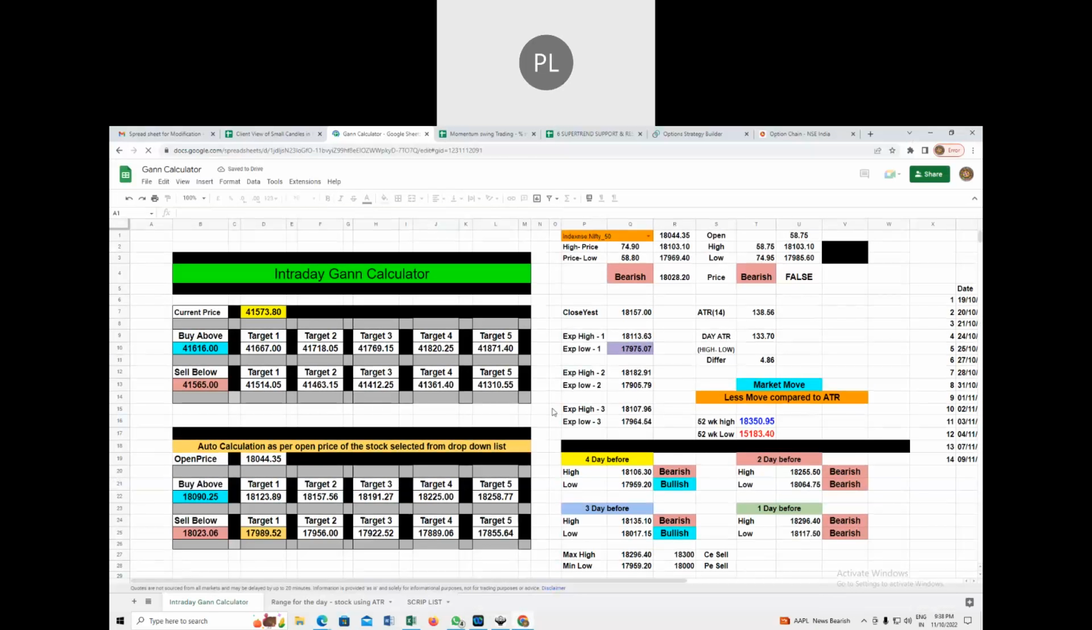Now, one can also use this intraday Gann calculator to find the support and resistance of the stock, and then you can trade as buy above and sell below. This is Nifty 50 for you.